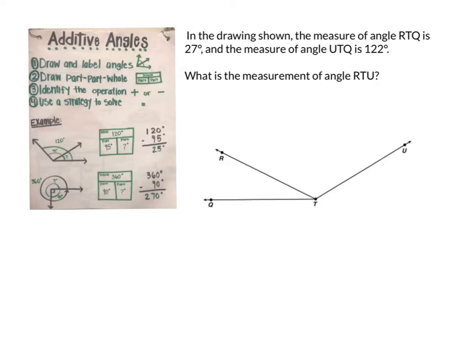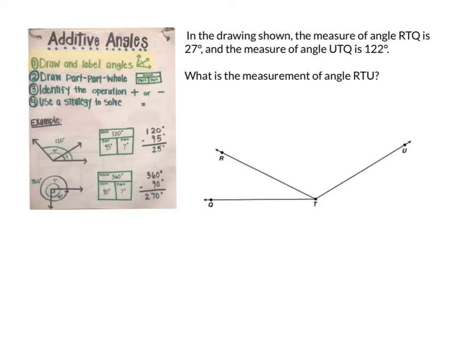In the drawing shown, the measure of angle RTQ is 27 degrees, and the measure of angle UTQ is 122 degrees. What is the measure of angle RTU? We're going to use our steps to solve to help us answer this question. So our first step tells us to draw and label the angles. So we're going to use what we're given in the problem to help us label the picture.